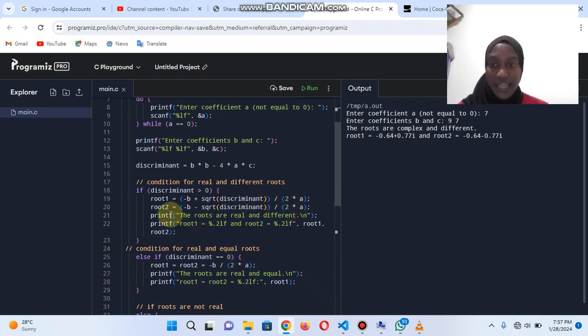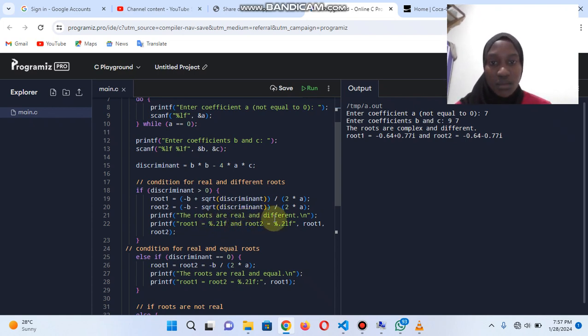Then we printf. This f is crucial. We printf, the roots are real and different, then we go to the new line. Then printf, still, the word root 1 is going to come, like root 1 and root 2.